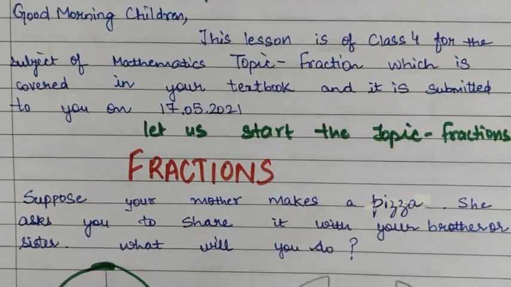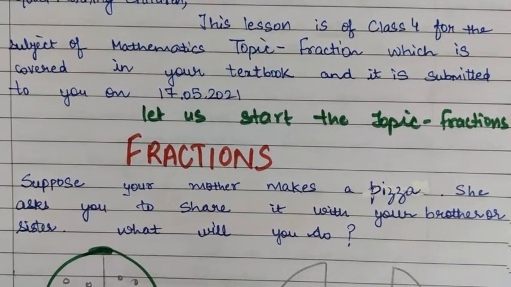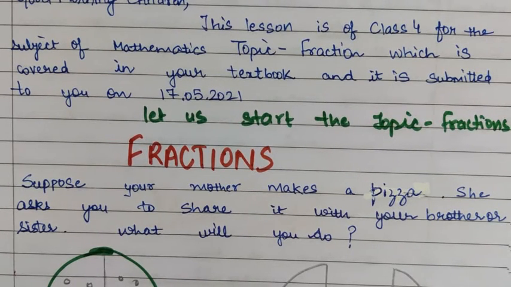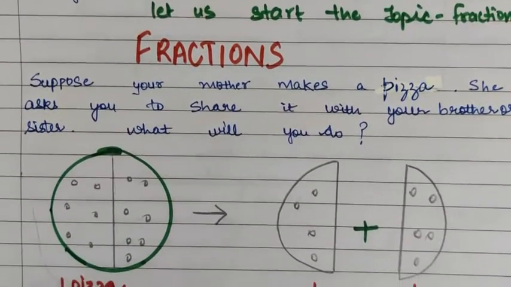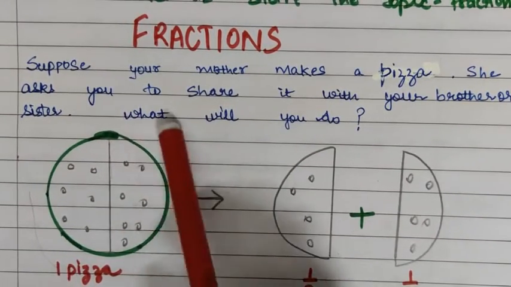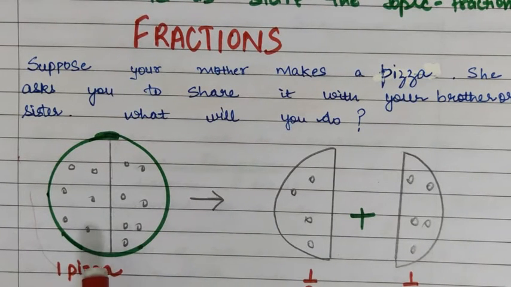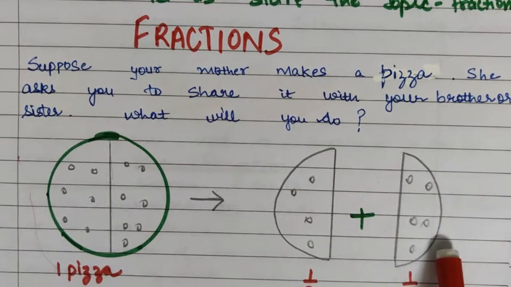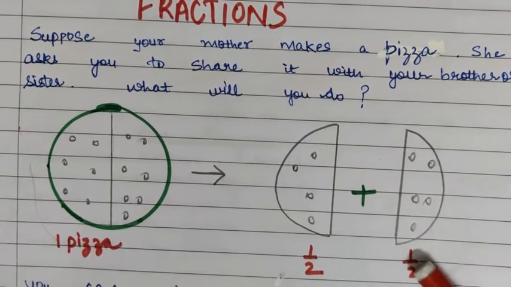Fractions. Suppose your mother makes a pizza. She asks you to share it with your brother or sister. Then what will you do? See in the figure. You are having a pizza. If your mother asks you to share it with your brother or sister, you will cut it into two equal parts. That is half part and other half part.